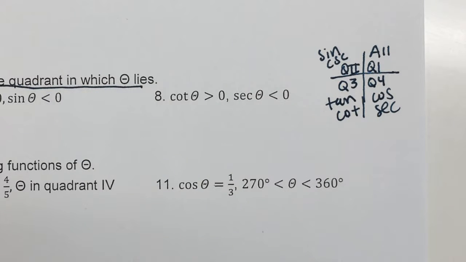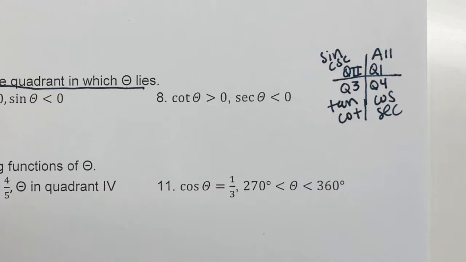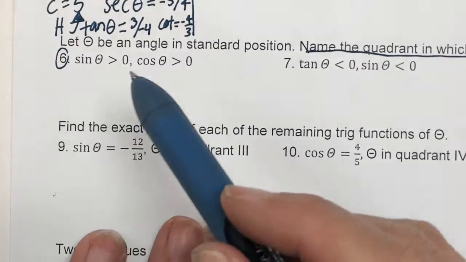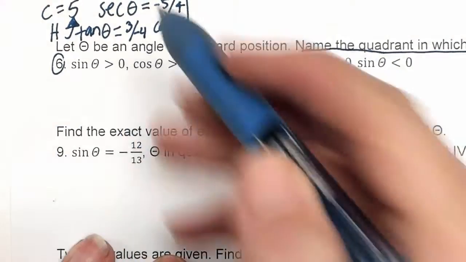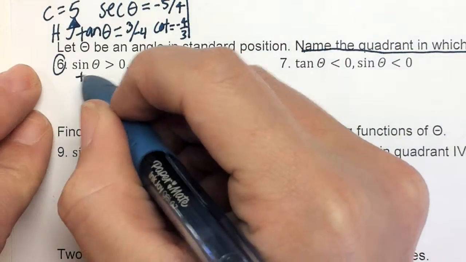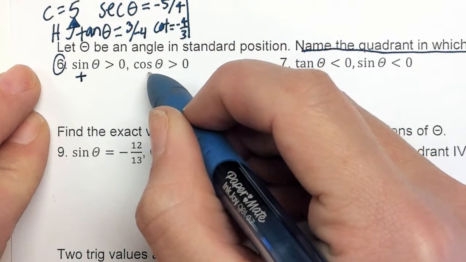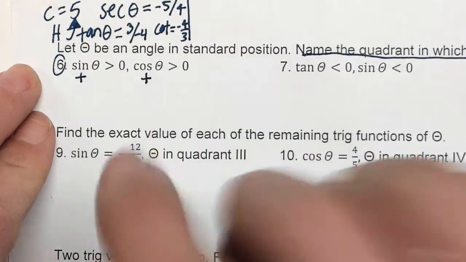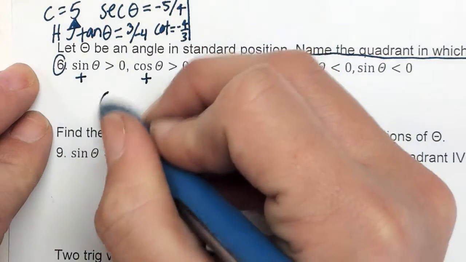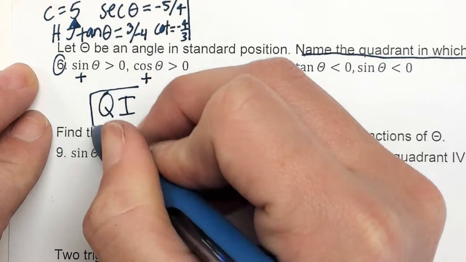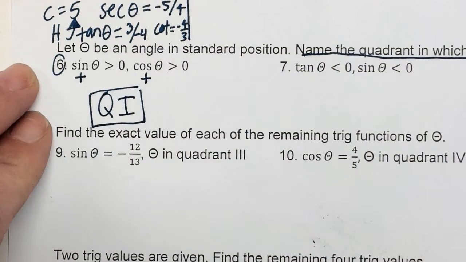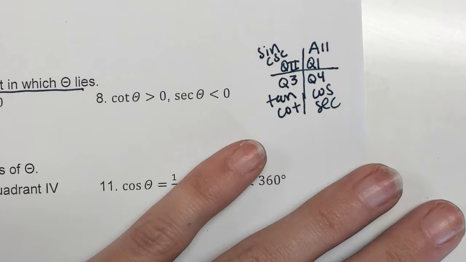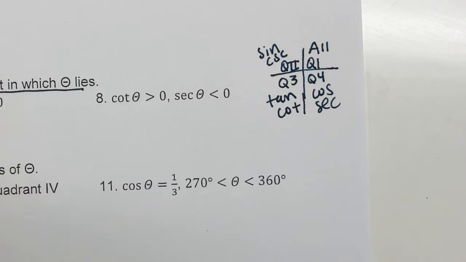Okay. So this first one, number 6, it says sine theta is greater than 0. That means sine is positive or negative? Positive. This says cosine is positive. So where are sine and cosine both positive? Quadrant 1. Very good. That's it. Over this way? Yes. So they just want the quadrant on that one.